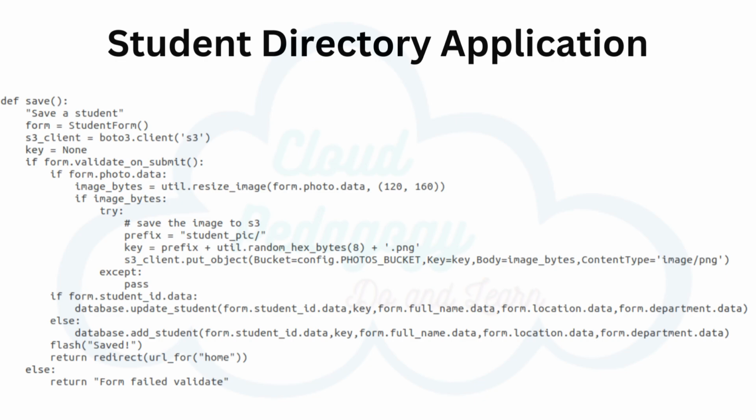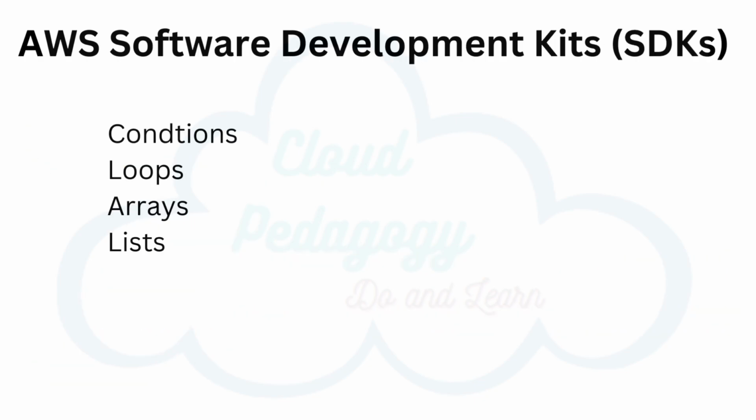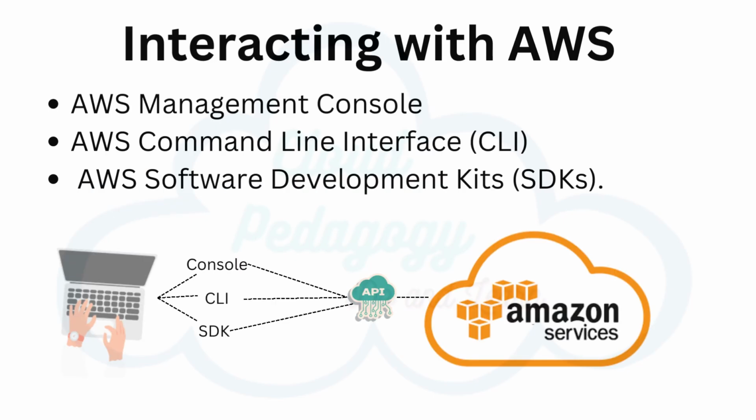For example, our student directory application runs using Python and Flask. If I want to store all the student photos in an AWS storage service, I could use the Python SDK to write code to interact with the AWS storage service. The ability of managing AWS services from a place where you can run source code with conditions, loops, arrays, lists, and other programming elements provides a lot of power and creativity.